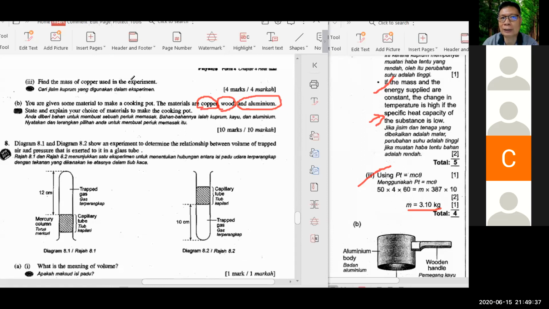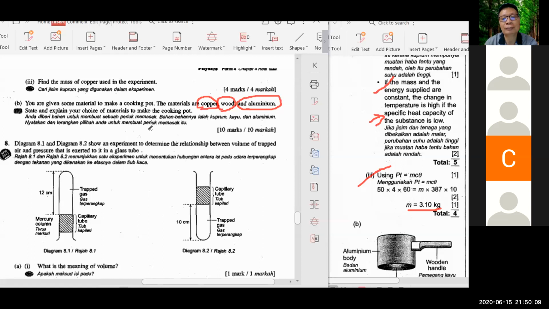You write a lot of things so that you will get 10 marks for the question. If you don't write, you get 0. Now state and explain your choice of material to make the pot. I tell you what: to get 10 marks, you must come up with 5 suggestions. One suggestion, one explanation, then you get 2 marks already. So give 5 suggestions, and then give 5 explanations. And then only you get 10 marks.